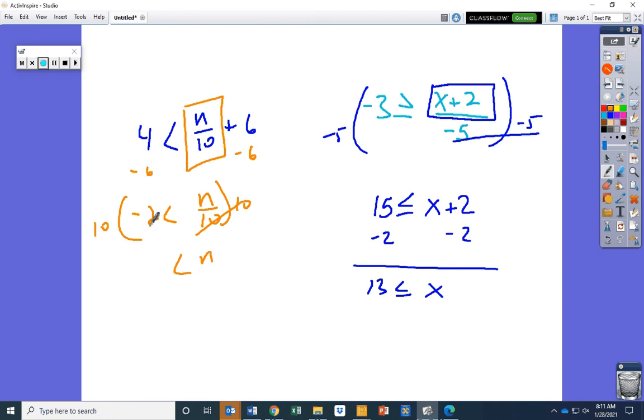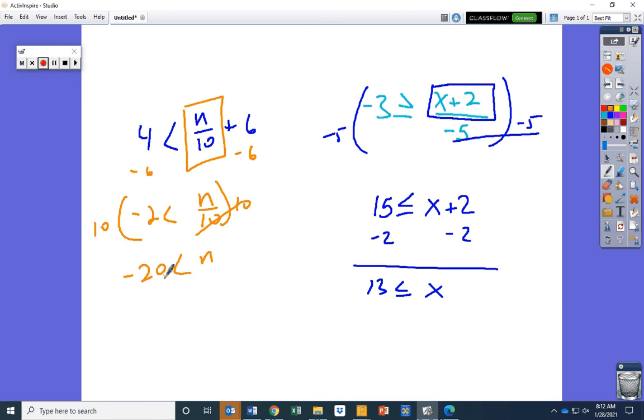And what's 10 times negative 2? Oh, I have a negative. Should I flip the inequality sign? No, why not? Because I'm not dividing or multiplying by a negative. What am I multiplying by? Positive. The positive, right? So this is negative 20 is less than n. Okay? Any questions? Do you understand this?